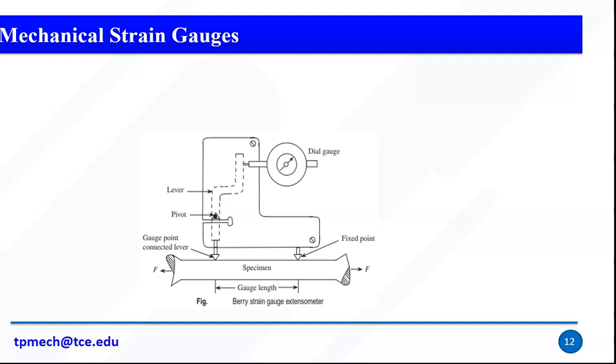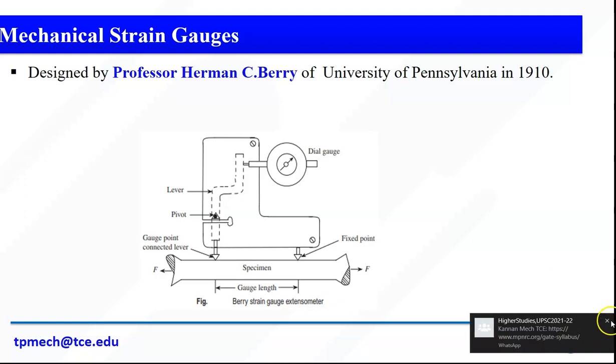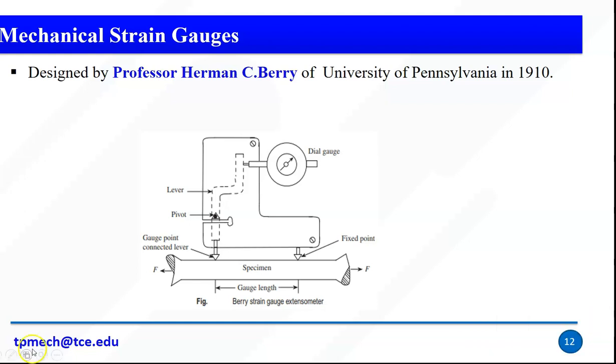Okay, the first one is mechanical strain gauges. This is the Berry strain gauge extensometer. Why we say Berry is because it was designed by Professor Herman C. Berry of the University of Pennsylvania in 1910. So we gave it this name, Berry strain gauge extensometer.